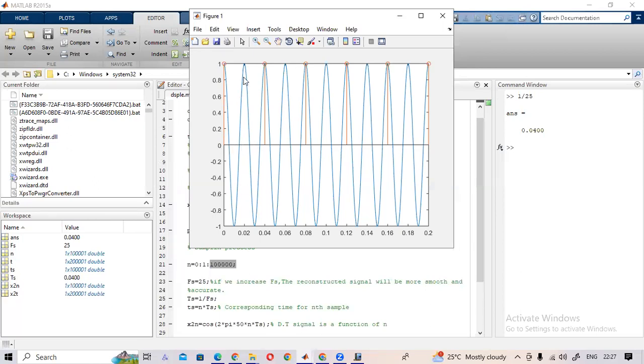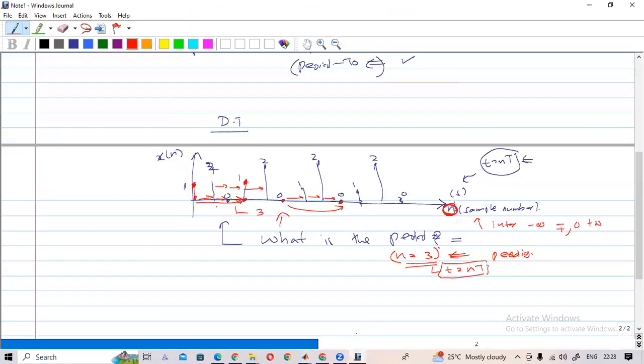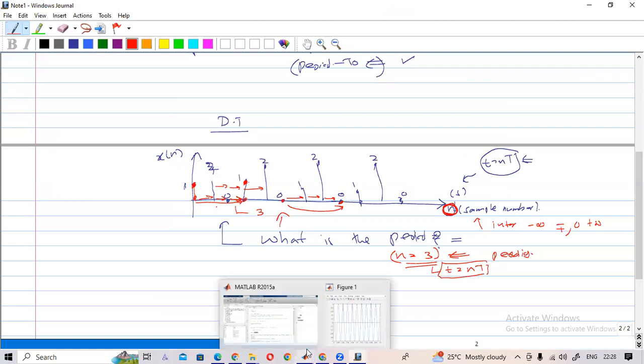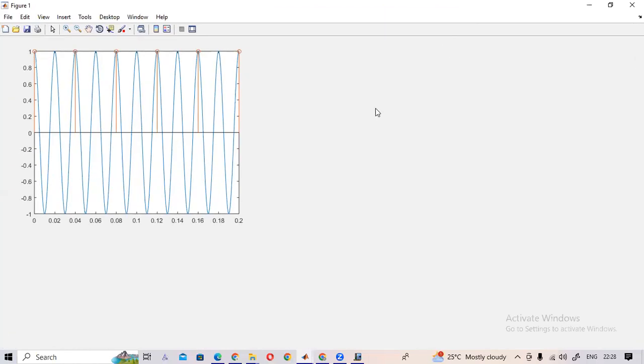Here one cycle is from here to here. That is 0.02, because it is 1 over 50. That is the continuous-time frequency, 1 over 50.